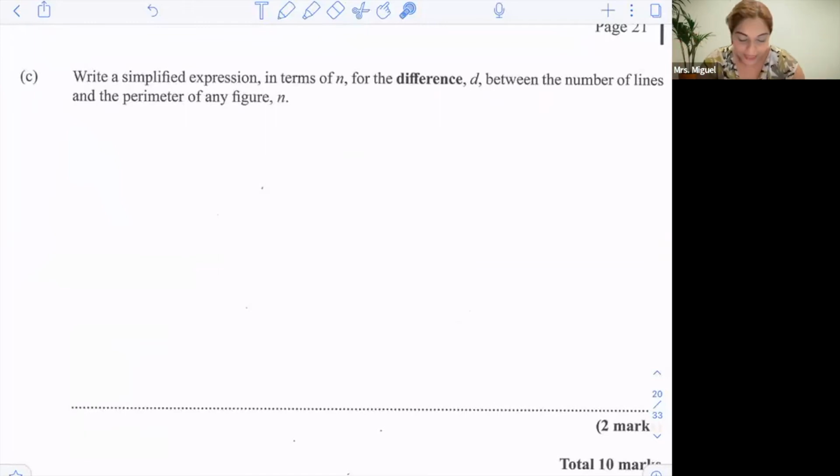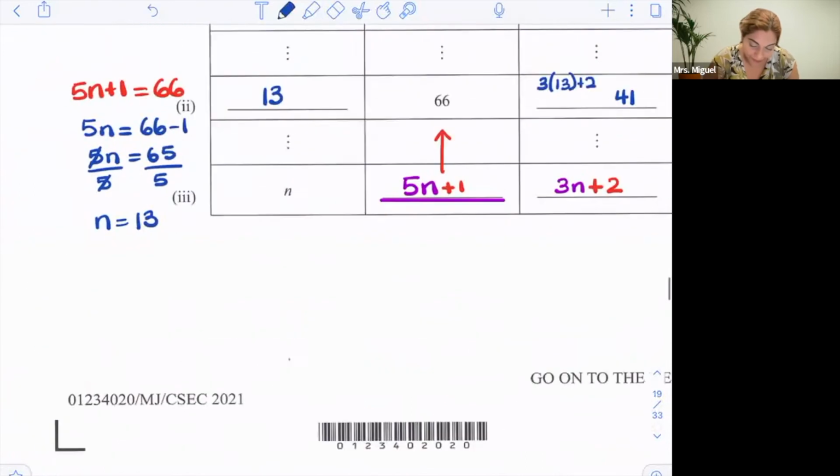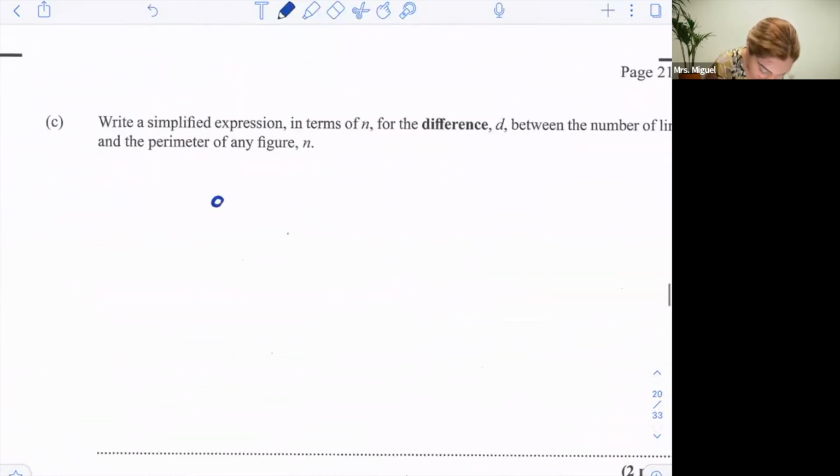For what? The difference means the takeaway. The difference between the number of lines and the perimeter. So all they're asking is for you to subtract. What you're subtracting? The difference between the number of lines and the perimeter. So the formula for the number of lines and the perimeter. So D is equal to L minus P.